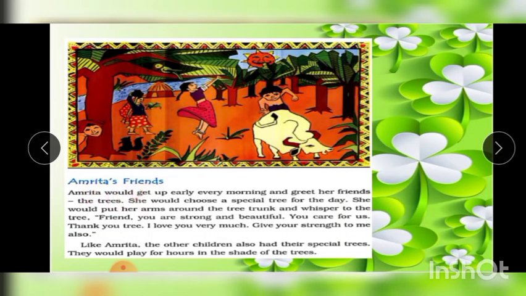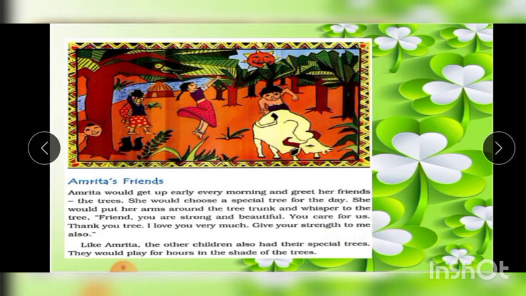Amrita's friends. Amrita would get up early every morning and greet her friends and the trees. She would choose a special tree for the day. She would put her arms around the tree trunk and whisper to the tree, "Friend, you are strong and beautiful. You care for us. Thank you, tree. I love you so much. Give me your strength too."